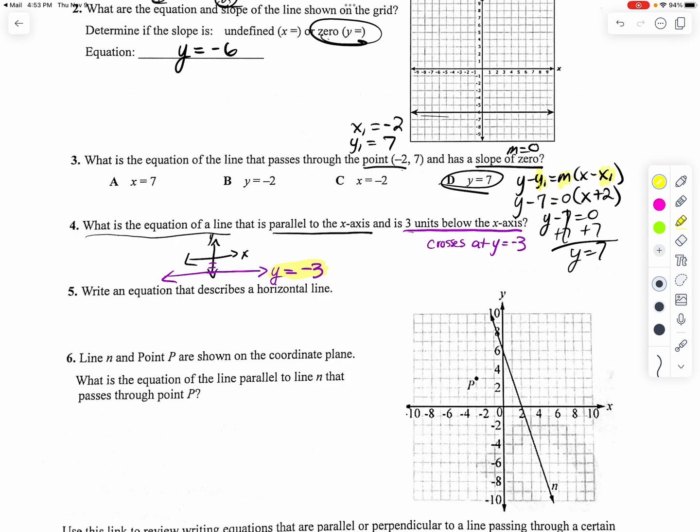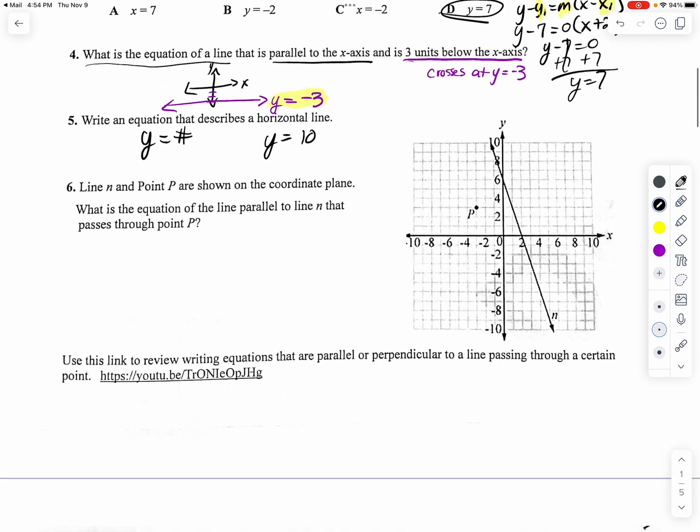Now for number 5, something very similar. It says write an equation that describes a horizontal line. Well, that's kind of what we've been doing. Y equals some number. So you need to just choose a number, any number, and write it. So maybe you want to write y equals 10. That's your example, and that's okay.